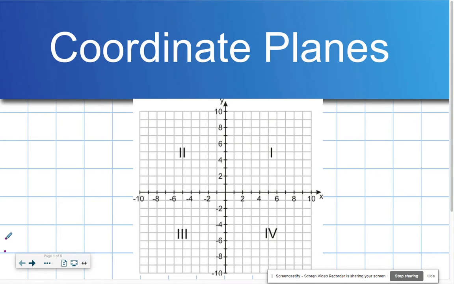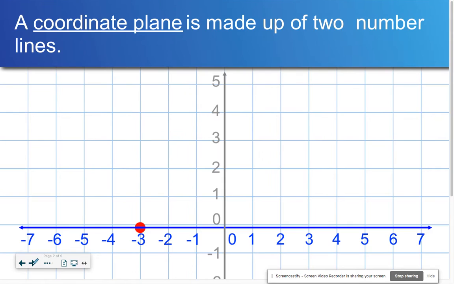In this lesson, I'm going to teach you about coordinate planes and ordered pairs and how they go together. First, this is a coordinate plane. A coordinate plane is made up of two number lines. One of the number lines is horizontal, and one of the number lines is vertical.